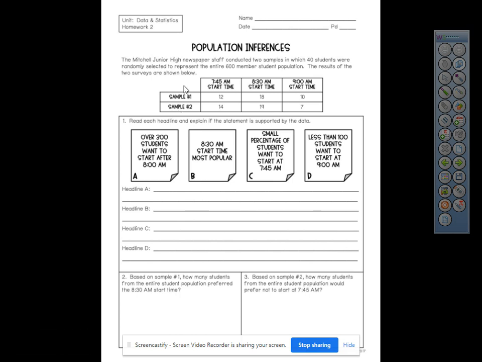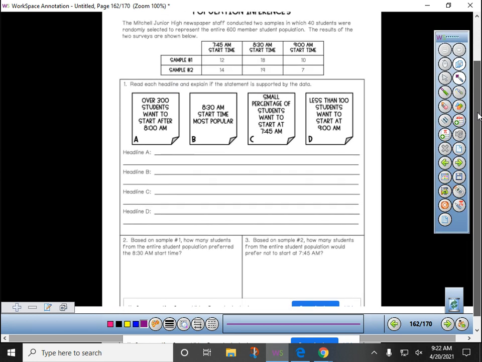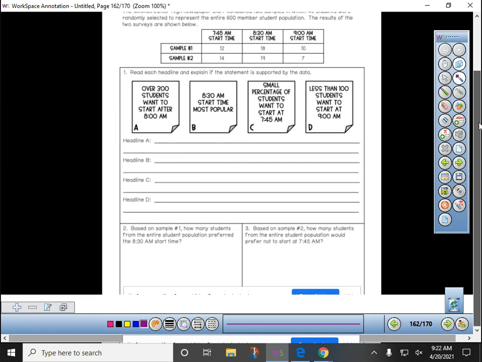Got it? The Mitchell Junior High newspaper staff conducted 2 samples in which 40 students were randomly surveyed to represent the entire 600-member student population. The results of the 2 surveys are shown below. So there are 40 in sample 1 and 40 in sample 2. You got me? Read each headline and explain the statement as supported by the data. I don't know that we're going to explain, but we are going to talk about it.